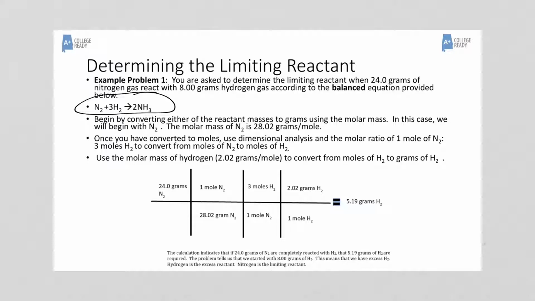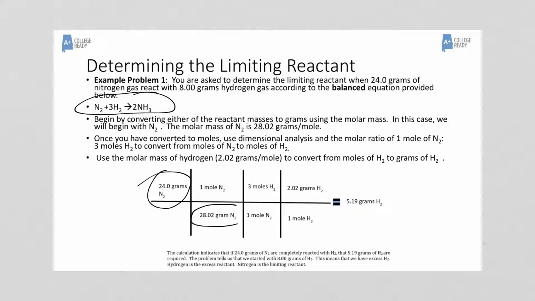We're first going to convert the mass of either of the reactants to moles. And then we're going to use the molar masses and get a mole ratio to determine how much of one of the reactants we need to go with the other reactant. For example, let's say we started with the 24 grams of nitrogen. And we just as easily could have started with the 8 grams of hydrogen. It doesn't matter which one you start with.